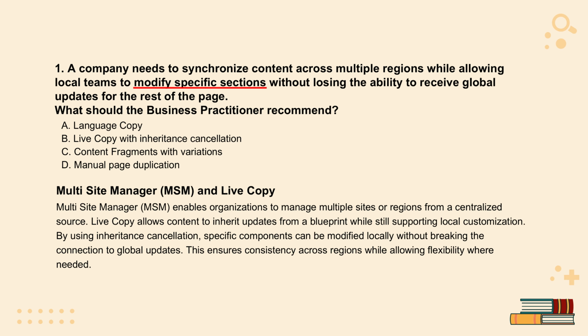Exactly. So the exam gives you 4 tools to choose from. Option A is a language copy. Option B is a live copy with inheritance cancellation. Option C is content fragments with variations. And option D is manual page duplication. Okay, so actually, if I'm a local team, my gut instinct is just option D. Just duplicate the page manually, make my edits, and move on. Why is that a trap?